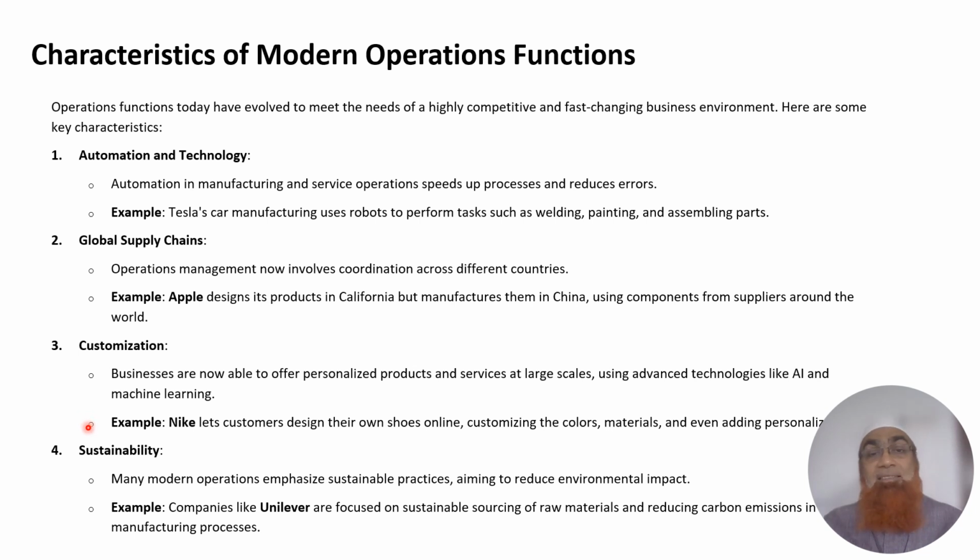Example is Nike lets customers design their own shoes online, customizing the color, material, and even adding personalized messages as well. Likewise, fourth important point is sustainability. Many modern operations emphasize sustainable practice, aiming to reduce environmental impact. So overall, if we understand, automation is the new trend of modern operation functions, global supply chain management, customization, and sustainability.